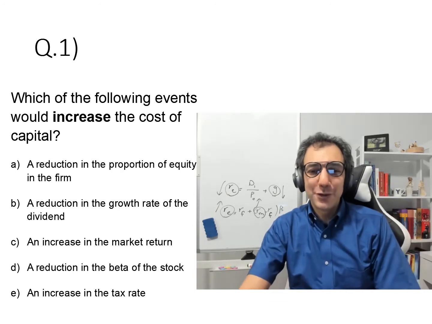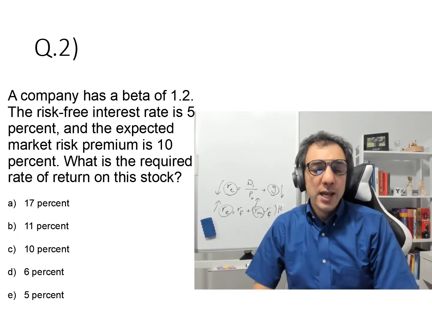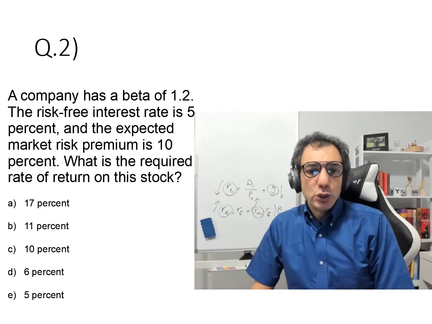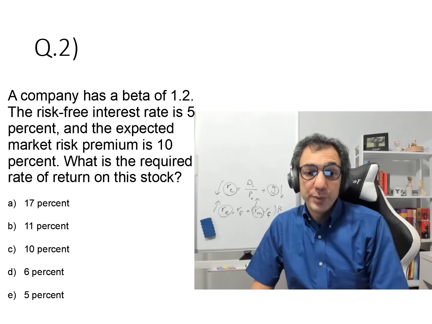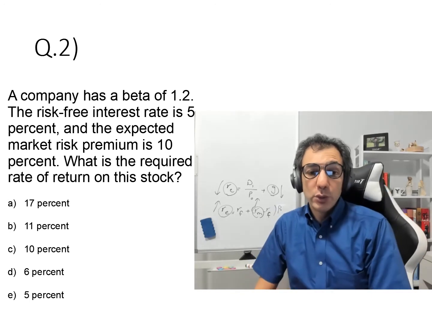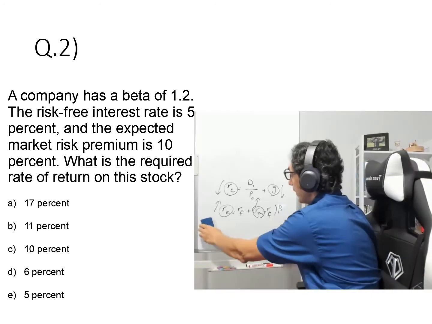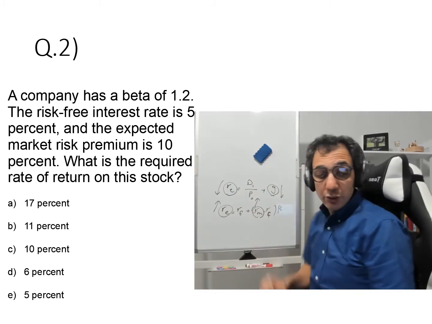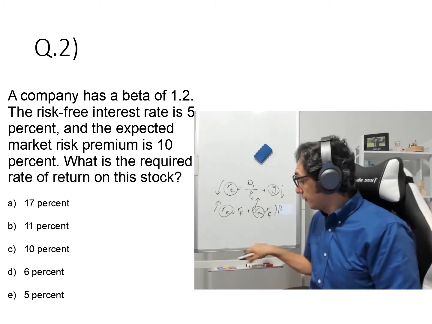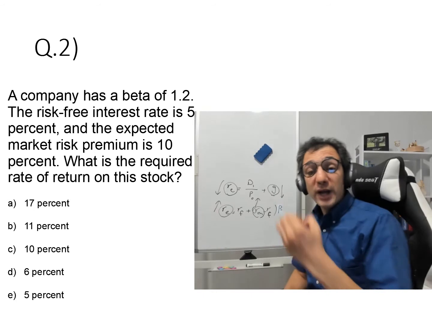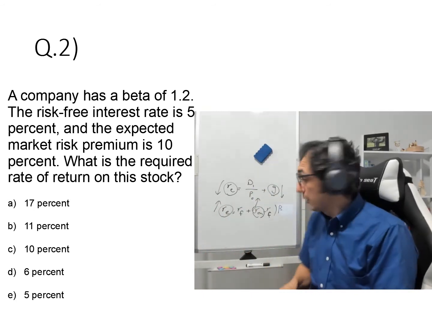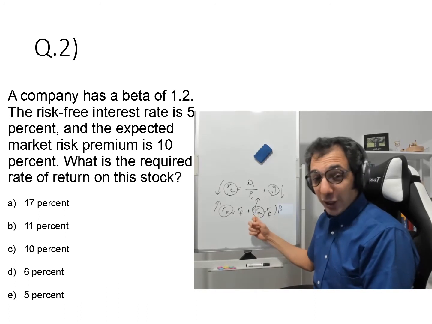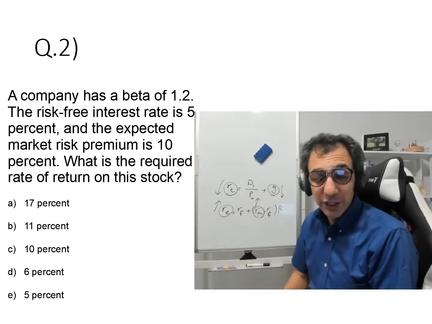Now let's look at the second question. A company has a beta of 1.2, the risk-free rate of 5%, and the expected market risk premium of 10%. We're looking for the required return on this stock. So we can use the CAPM formula as you see to find the answer. Here you have to be careful. Why? Because the market risk premium is given, not the market return. What's the difference? That's a market return, and market return minus the risk-free rate, that's a market risk premium.